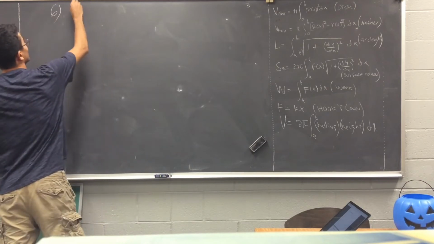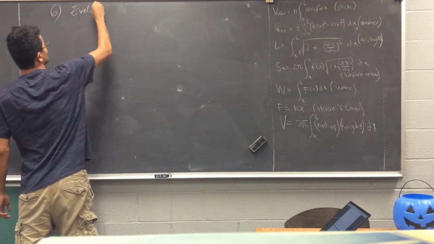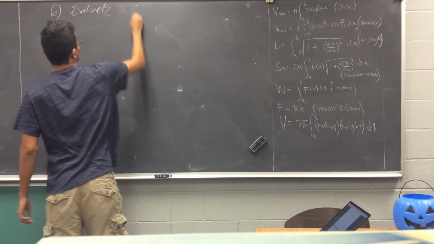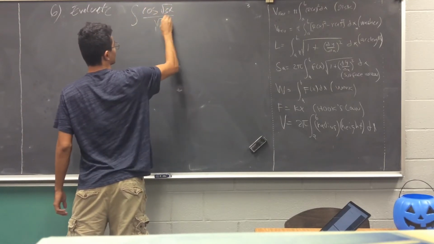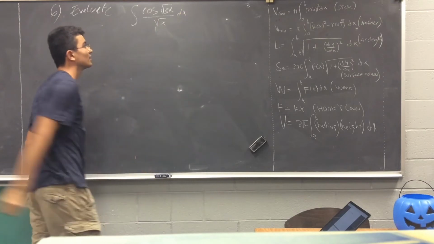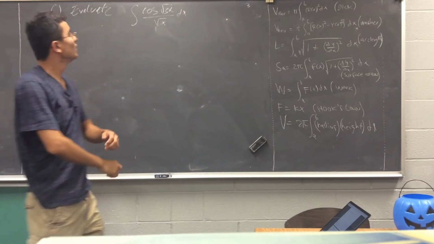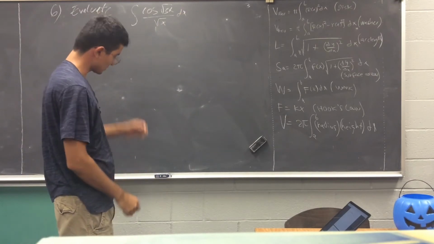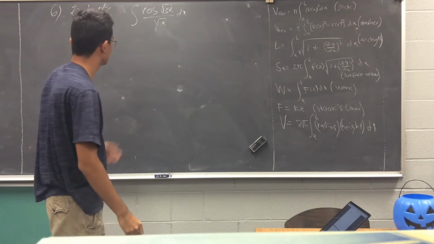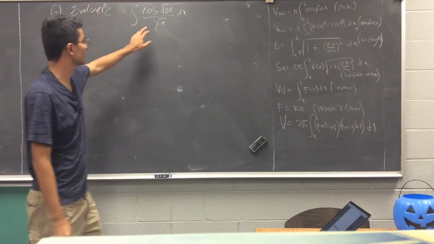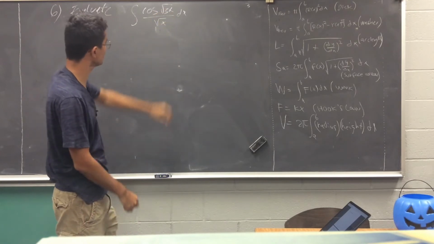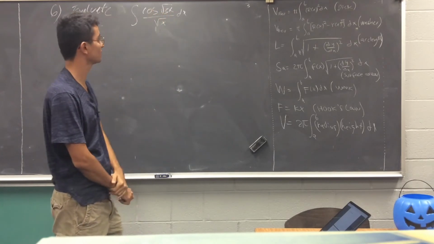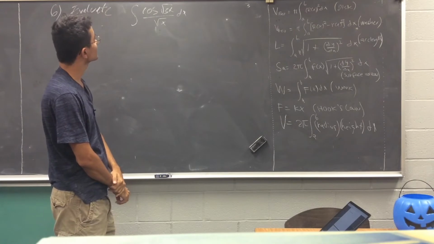Okay, so evaluate the integral of cosine of the square root of 3x over the square root of x dx. All right, what can we observe in this integral? One thing you see is that you have two radicals, one on the top and one at the bottom. This one is inside the cosine function. So let's see what we could do.